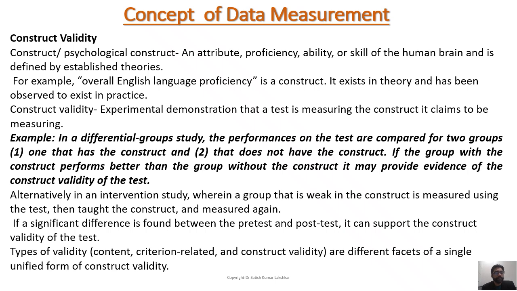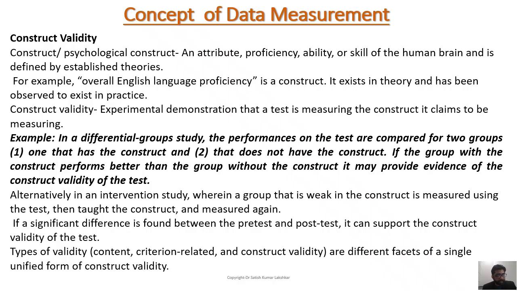Alternatively, in an intervention study, a group that is weak in the construct is measured using the test, then taught the construct and measured again. If a significant difference is found between the pre-test and post-test, it can support the construct validity of the test also.